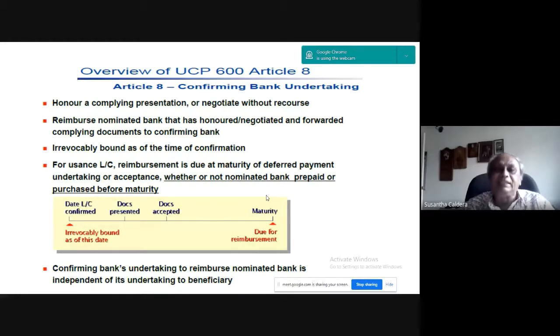From when is it bound? They are irrevocably bound as of the date they confirm the LC. Documents presented, then documents accepted, on maturity due for reimbursement. The confirming bank's undertaking to reimburse the nominated bank is independent of its undertaking to the beneficiary.